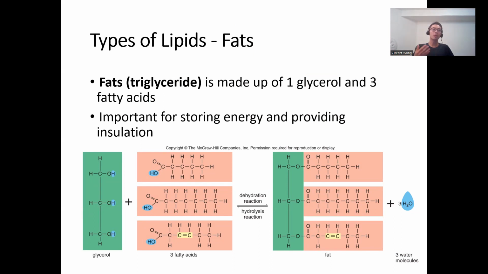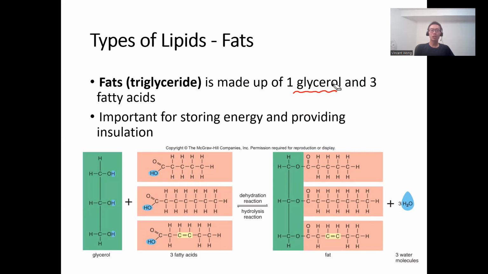So how do we build a fat molecule? You want to pay attention to the components of each of the different types of lipid. For fat, for triglyceride, we need this thing here called glycerol.